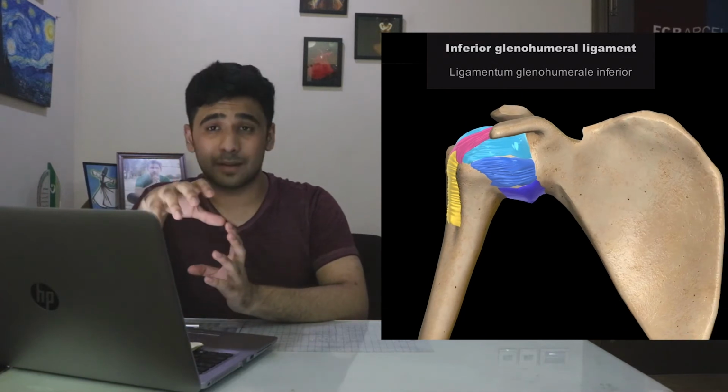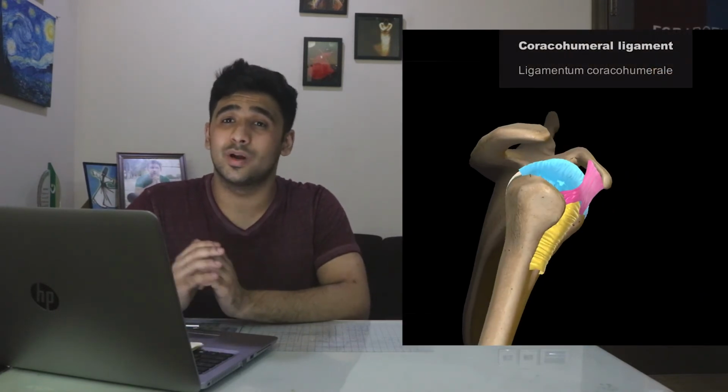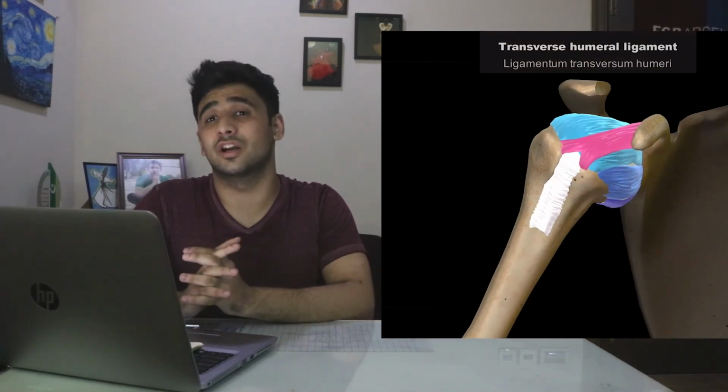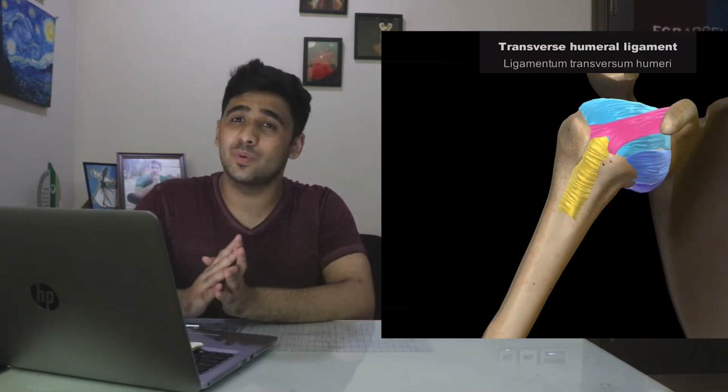It forms a capsule and it encloses the glenoid fossa and the head of the humerus. The other ligament is the coracohumeral ligament, which spans from the coracoid process to the greater tubercle of the humerus. The third is the transverse humeral ligament, which spans between the two tubercles of the humerus.